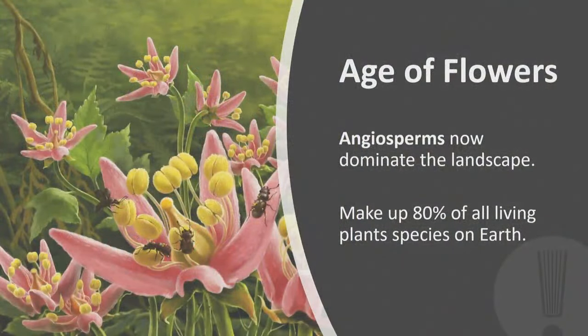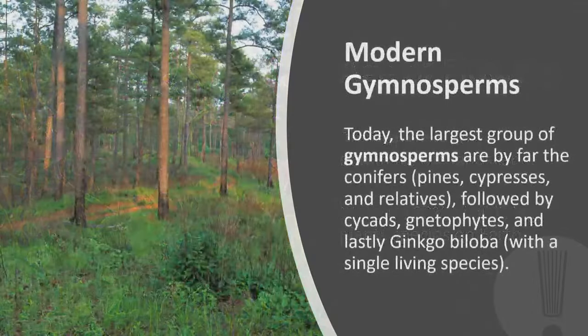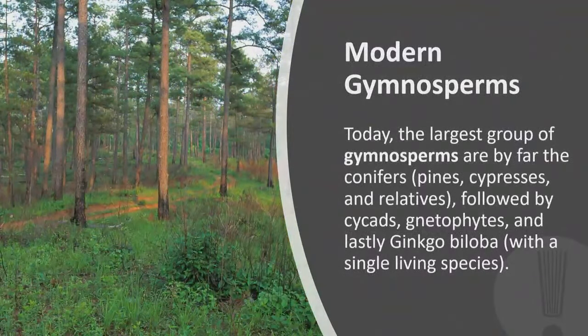And this is the age of flowers that we're currently in. This kind of takes us up to our current landscape. These angiosperms now dominate, making up 80% of all plant species on Earth. The largest group of modern gymnosperms are by far the conifers. So these are pines, cypresses, and their relatives, followed by the cycads, which there are still some of those around.